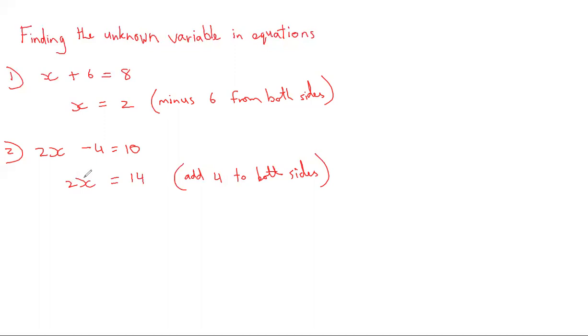Right now, 2 is multiplying x. 2 times x equals 14. To get rid of this 2, we divide by 2. Because 2 is being multiplied by x, we divide by it to get rid of it. So 2x divided by 2, the x will remain. And we have to divide the other side by 2 as well. 14 divided by 2 is 7. Therefore, x equals 7. What did we do? We divided both sides by 2.